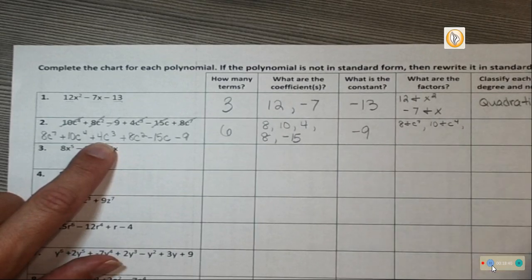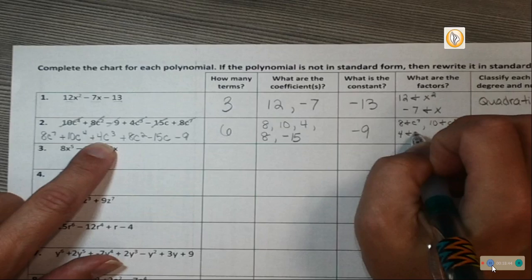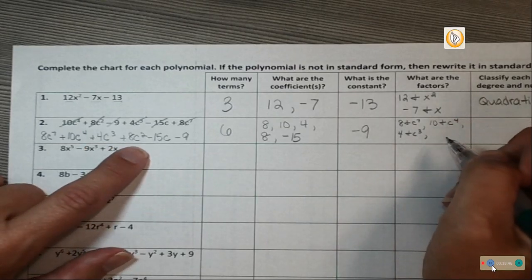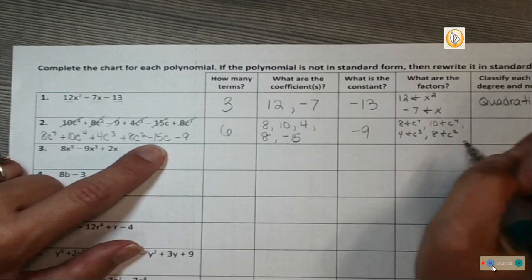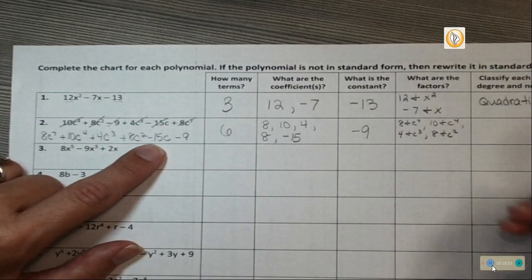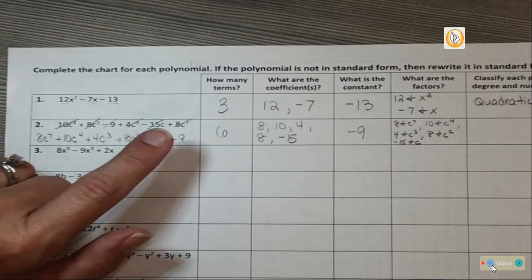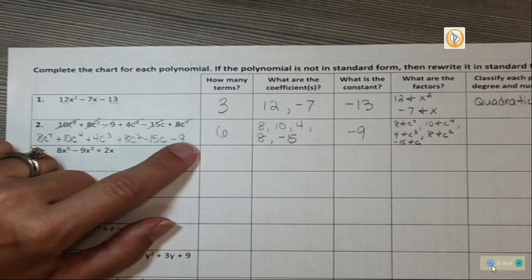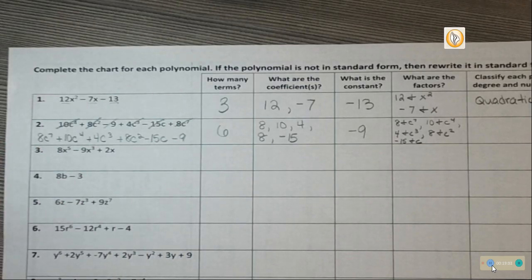For 4c to the 3rd, what are your factors? 4 and c to the 3rd. All right, 8c squared would be 8 and c to the 2nd. And then negative 15c would be negative 15 and c. Why didn't I write down negative 9? It's a constant. It's not multiplying by anything.